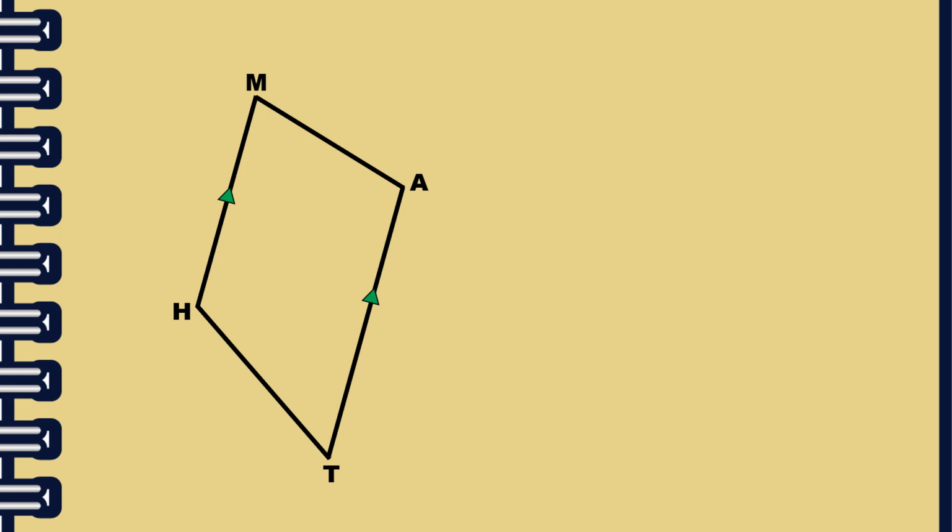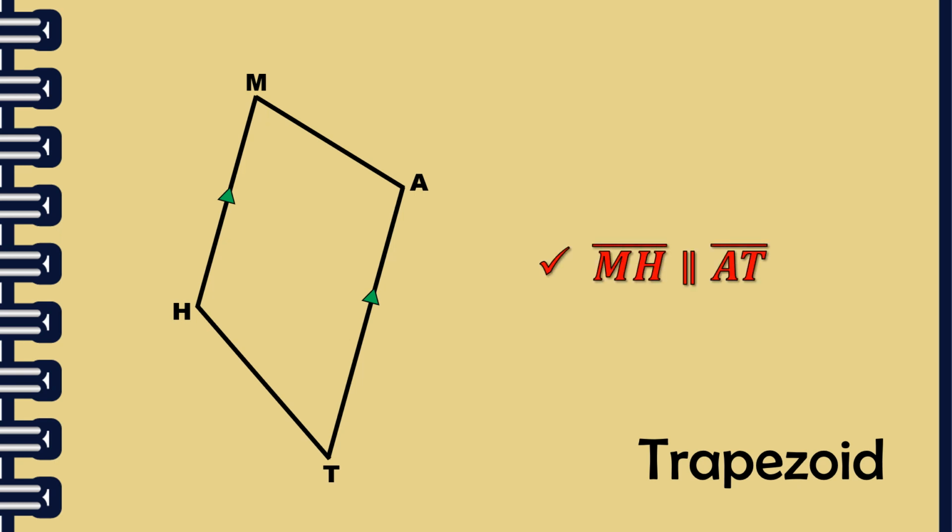If a quadrilateral has exactly one pair of parallel sides, then the quadrilateral is called a trapezoid. In quadrilateral MATH, segment MH is parallel to segment AT. Since quadrilateral MATH has exactly one pair of parallel sides, this quadrilateral is called a trapezoid. Once again, a quadrilateral with exactly one pair of parallel sides is called a trapezoid.